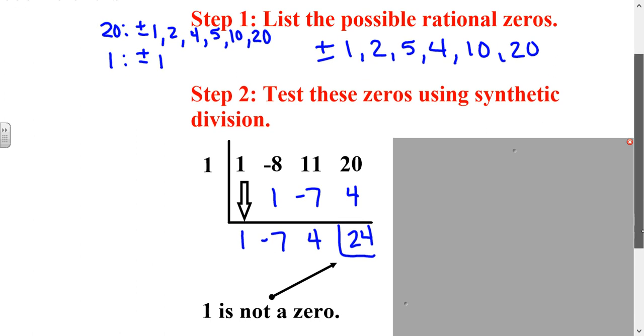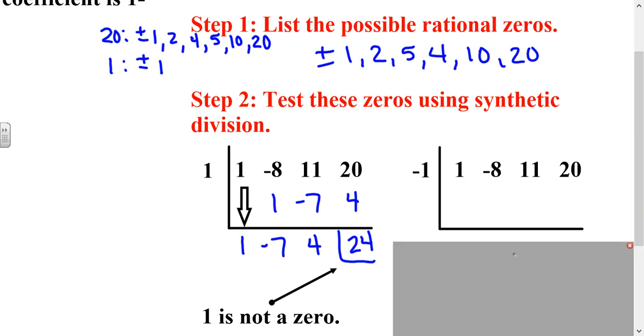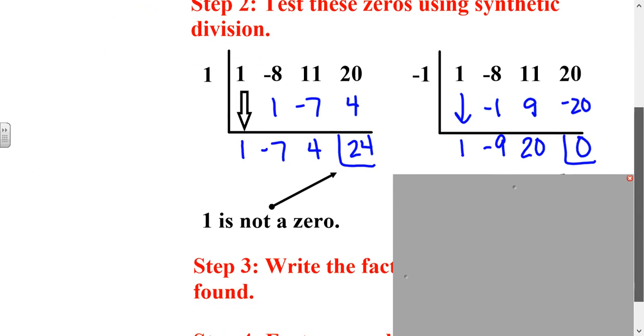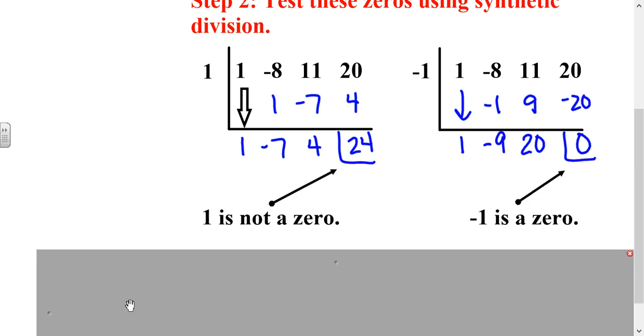So let's try another number. So let's try negative 1 to see if it works. So we bring down the 1, we multiply, we get negative 1, we add, we get negative 9, we multiply, we get positive 9, we add, we get 20, we multiply, we get negative 20, we add, and we get 0. So hooray, it works. So if you get a remainder of 0, then you know that it is a 0 of the function.